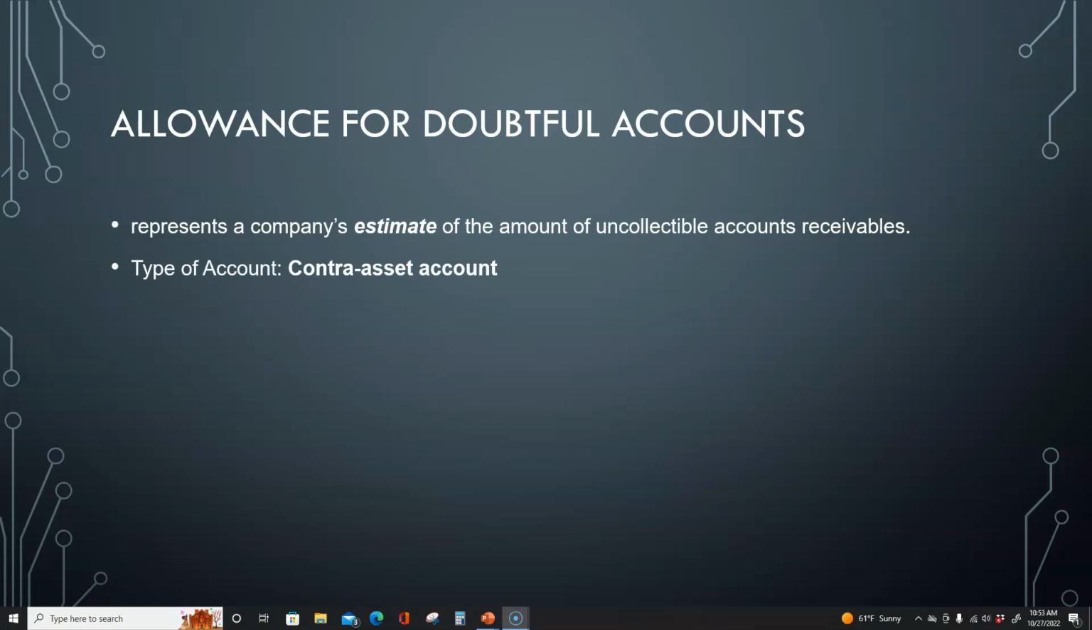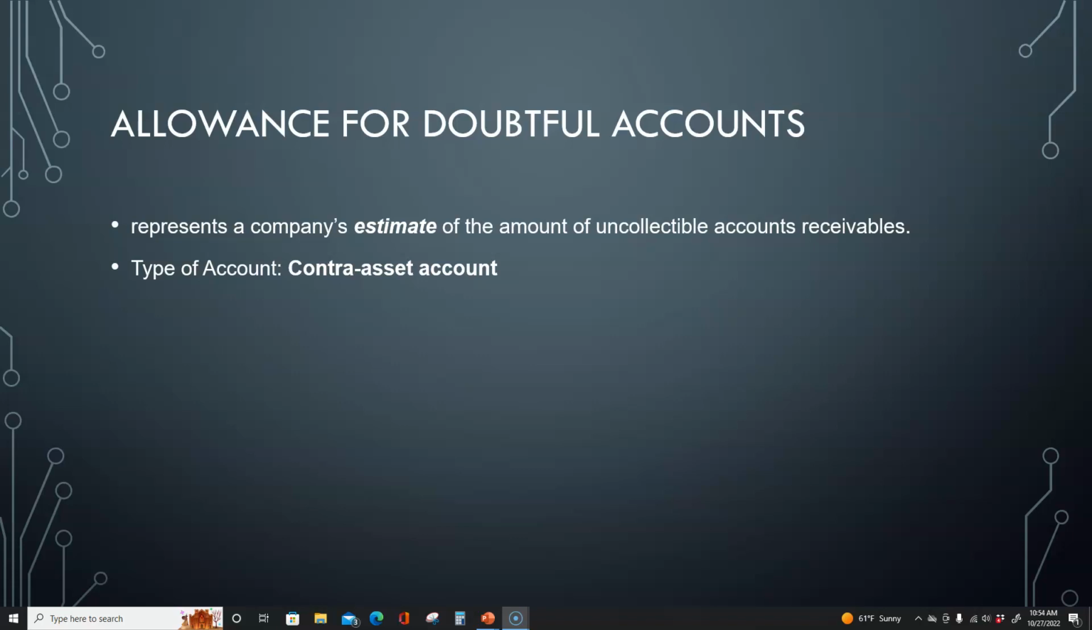This account is a contra asset account, which means the balance is opposite of that of an asset account. Contra asset accounts are always tied to asset accounts, so they're always shown together with the asset account. The asset account that allowance for doubtful accounts is tied to is accounts receivable.